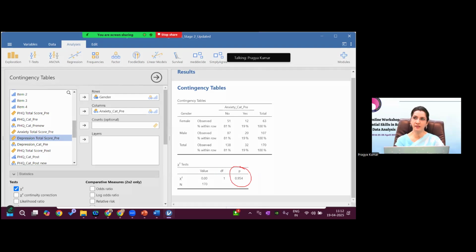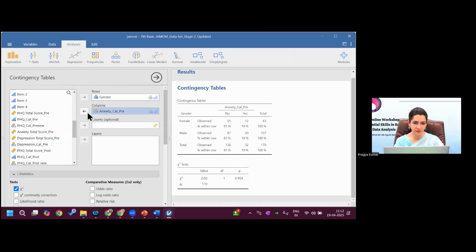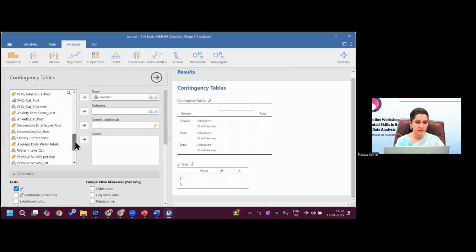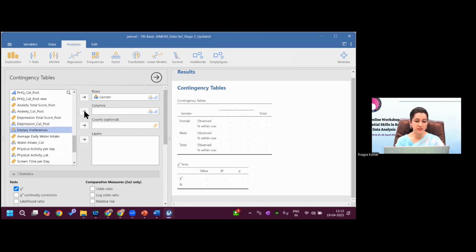Any other query? Okay. If not, I will show you another way. We may try with some other variable. Let's say dietary preferences, where dietary preferences has got three layers, I mean 3 levels.